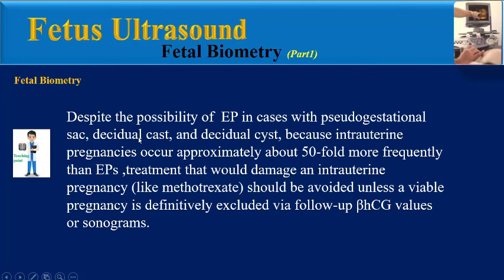And the most important point: despite the possibility of ectopic pregnancy in cases with pseudogestational sac, decidual cast, and decidual cyst, because intrauterine pregnancies occur approximately 50-fold more frequently than ectopic pregnancies, treatment that would damage an intrauterine pregnancy, like methotrexate, should be avoided unless a viable pregnancy is definitely excluded via follow-up beta HCG values or sonograms.